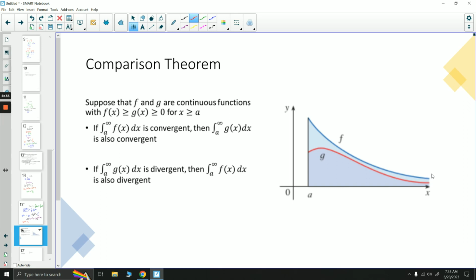So f is convergent, and so anything less than f should also be convergent as long as it's greater than 0. So we are squeezing g essentially in between our x-axis and our f function and showing that because f converges, then anything in between 0 and f must also converge. By that same logic, if we show that g here is divergent, then our f function must also be divergent because it's greater than it. So if something's diverging and it's less than something else, then clearly this must also diverge.